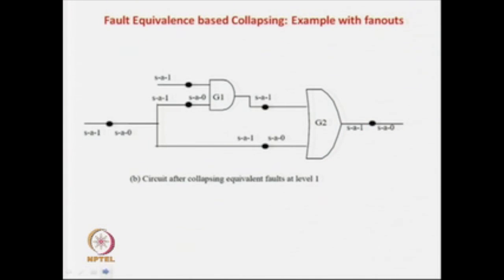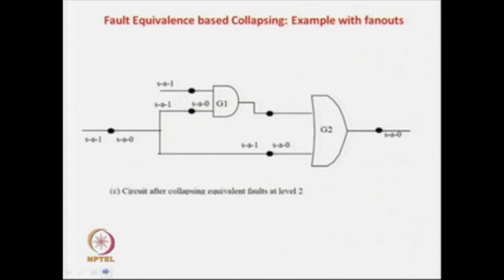In this case you see, for this AND gate they have kept only 1 stuck at 0 fault over here, and these are for level 1, and if you do for level 2, then again you can keep only a stuck at 1 fault here for this gate and 1 stuck at 0 fault. But you see, in this case we have not been able to eliminate the faults over here, because this net and this net is independent.